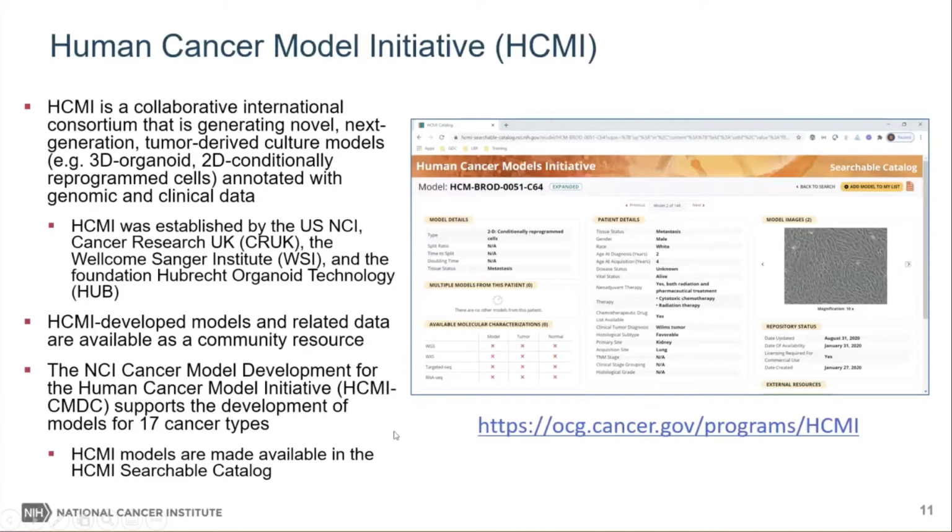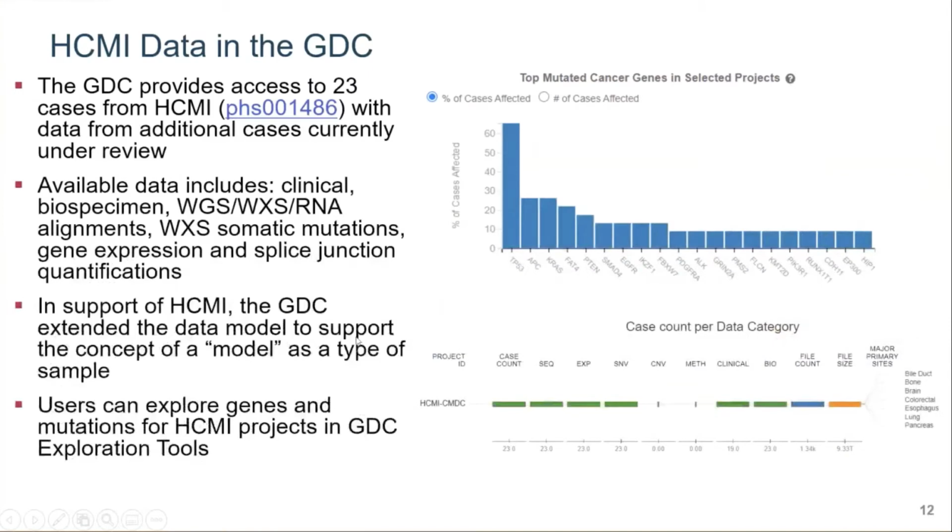American Type Culture Collection, the ATCC. There's about 17 of these models, 17 cancer types associated with these models. For the HCMI data in the GDC, we have 23 cases, but we are getting additional cases that are currently under review. And the available data includes the clinical data, somatic mutations, gene expression data.